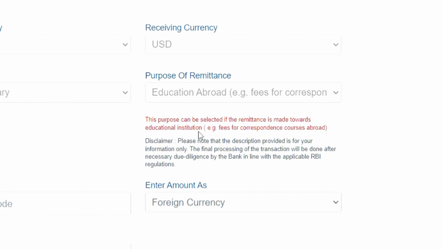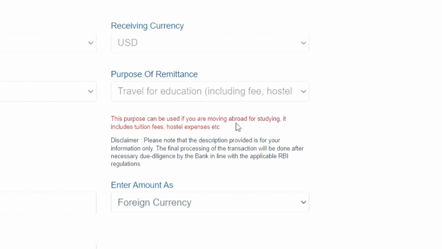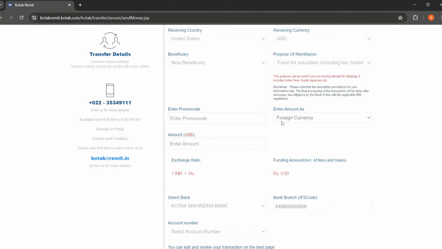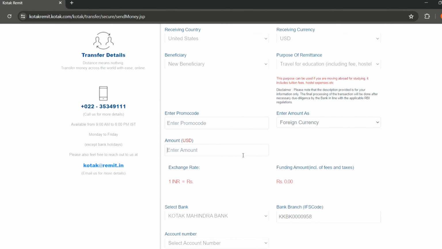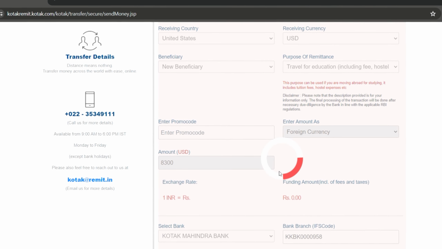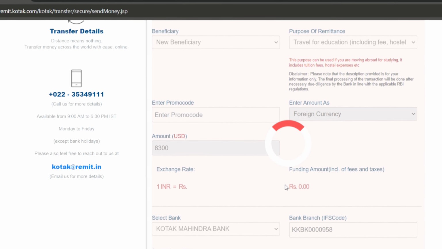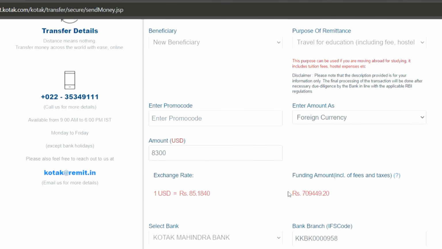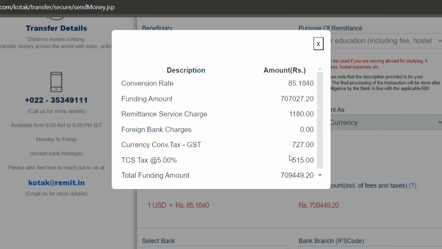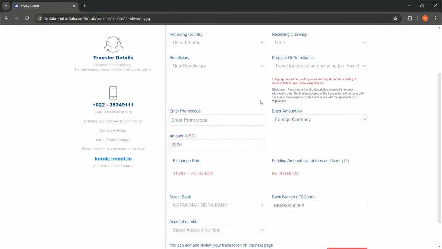As it can be seen here, for education abroad, you'll have to provide this remittance to an educational institution. And for travel for education, you can do it for tuition fees or hostel expenses. Let me enter the amount, $8,300. It comes up to 7,09,449, and you can see all the taxes here. I mean the tax and the other charges by the bank.